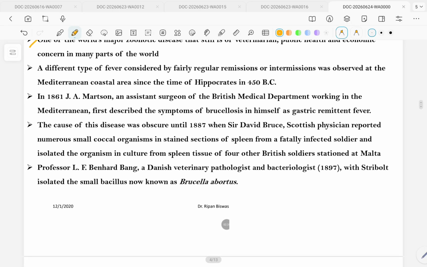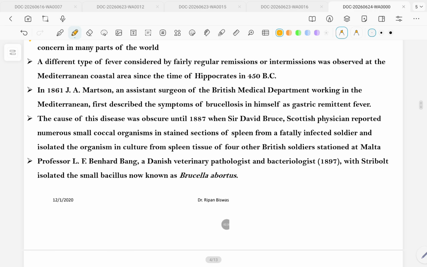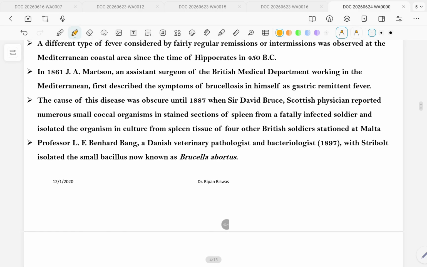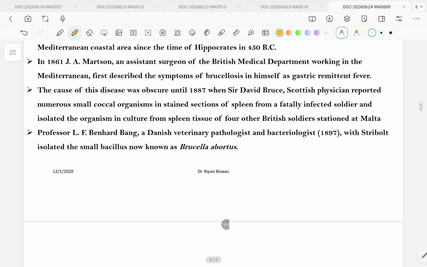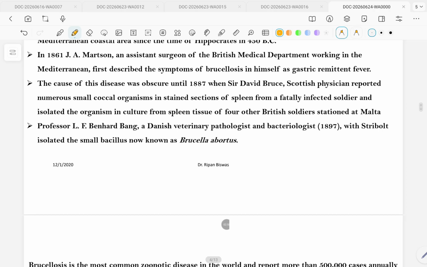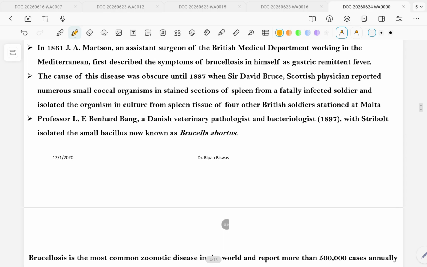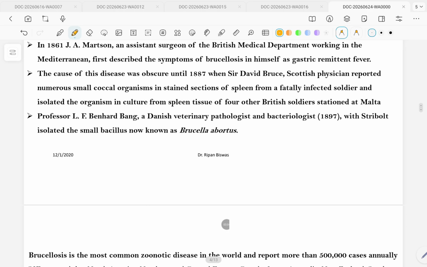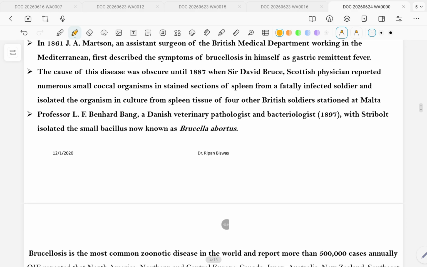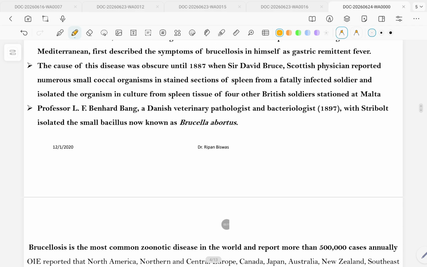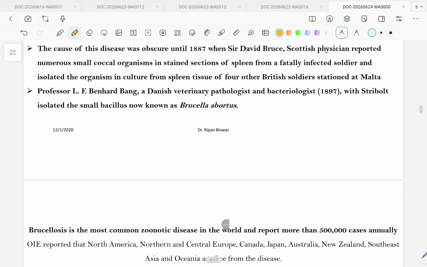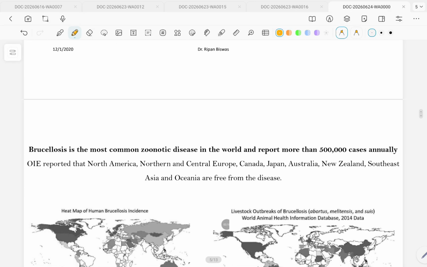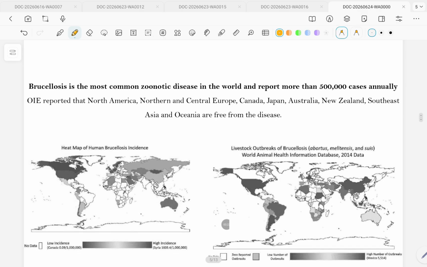The cause of this disease was obscure until 1887, when Sir David Bruce, a Scottish physician, reported numerous small coccal organisms in the spleen of a fatally infected soldier and isolated the organism in culture from the spleen tissue of four other British soldiers stationed at Malta. Professor L. F. Bernhard Bang, a Danish veterinary pathologist and bacteriologist, in 1897, with Stribolt isolated the small bacillus now known as Brucella abortus.